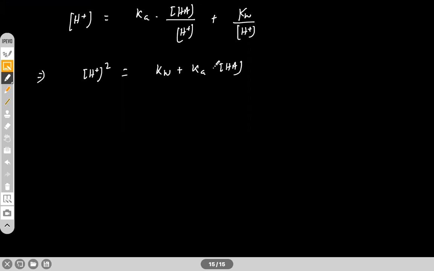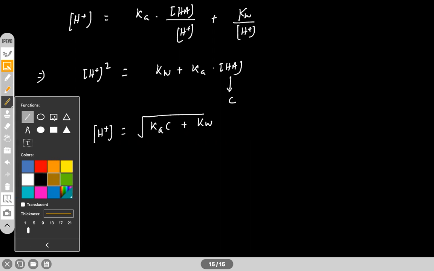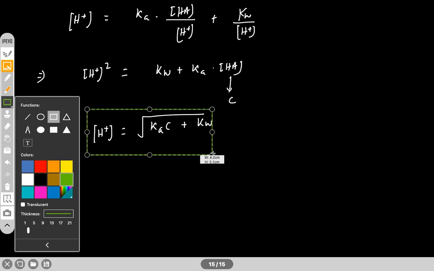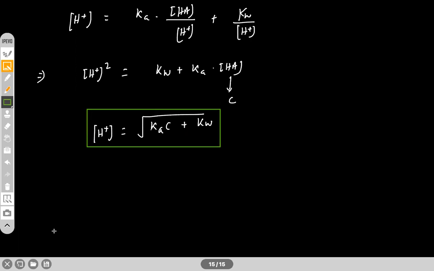Once again, I'll go back. Concentration of HA, suppose we assume C, then H plus concentration would be root over of Ka into C plus Kw. This is the formula we have for H plus. You can find out H plus from this, and then further pH you can find out.